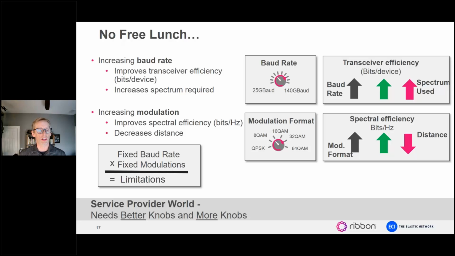The next thing is you increase the modulation. You improve the spectral efficiency and how many bits per hertz, but you decrease the distance that I mentioned earlier, so it's kind of a trade-off. So if all you've got are fixed baud rate and fixed modulations, you have some limitations. In the service provider world, you sometimes need better knobs and you need more knobs.